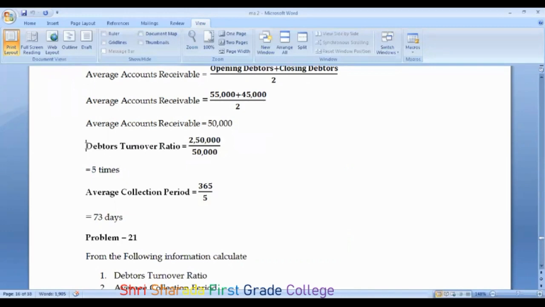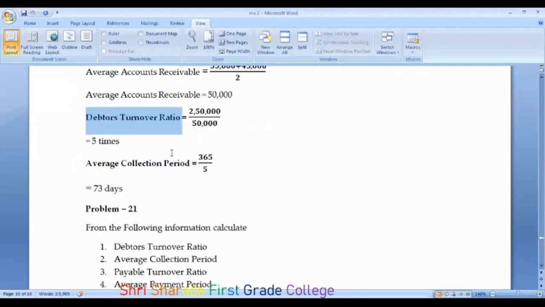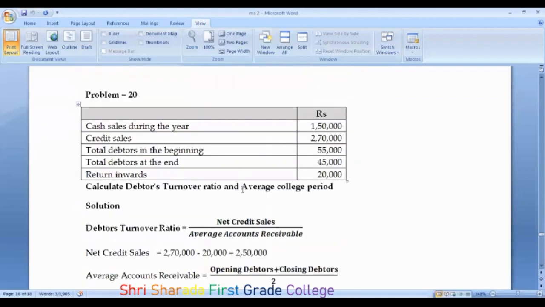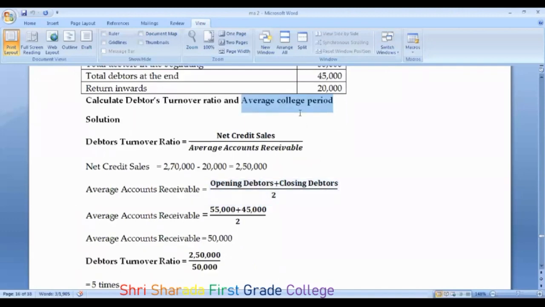So when the term debtors is used, remember debtors only goes with the sales information. Here, as it is a debtors turnover ratio, it especially considers only the credit sales information, not the cash sales. Clear? And you are also asked to find out the average collection period. Okay, it is not college, it is collection period.